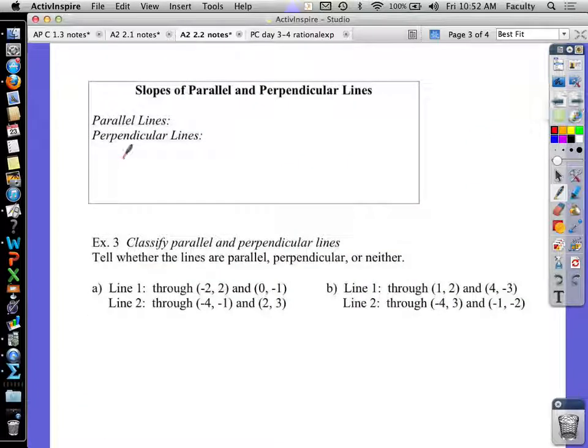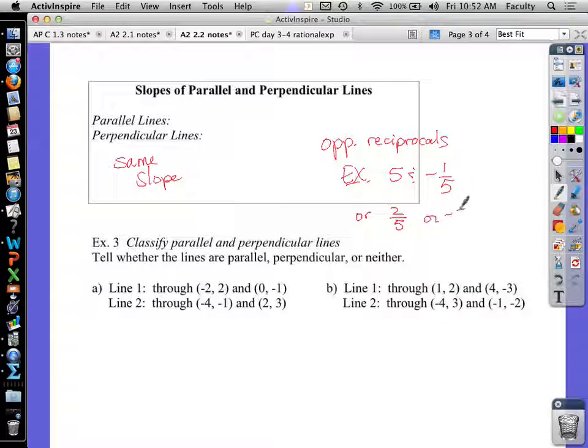Okay, parallel lines have the same slope. Perpendicular lines have slopes that are opposite reciprocals, like 5, negative 1/5, or 2/5, negative 5/2, something like that, okay? So we're just going to do letter A because of time. It says tell whether the lines are parallel, perpendicular, or neither.